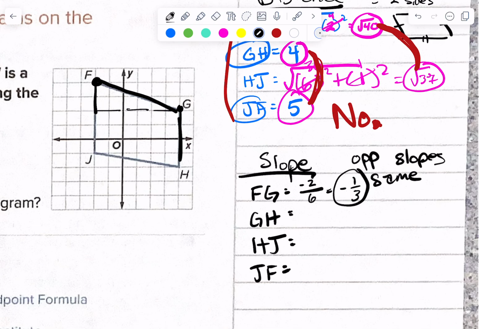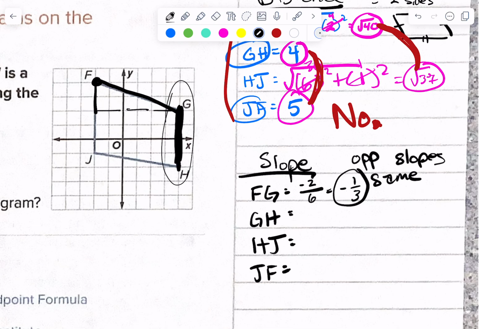Okay, GH is straight up and down. What do I put for a slope for him? What's the slope of a line that's straight up and down? Yeah, that would be at like x equals 4. What would his slope be? What is the slope if he's straight up and down? It'd be over 0. Yeah, so what's that mean?